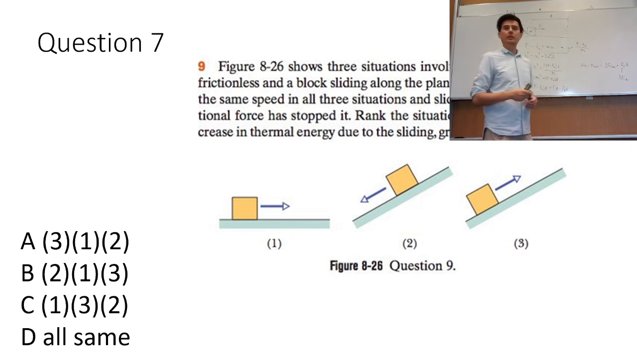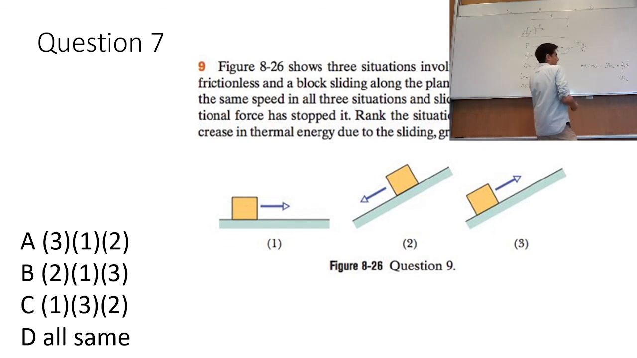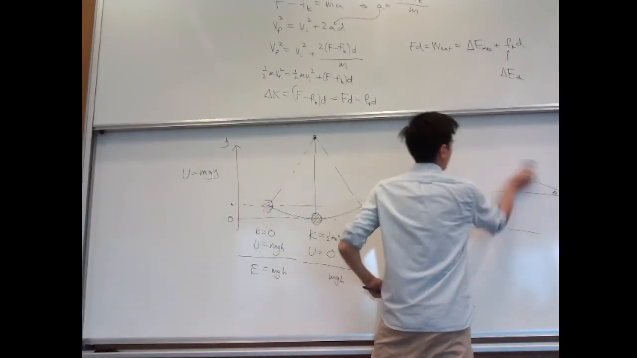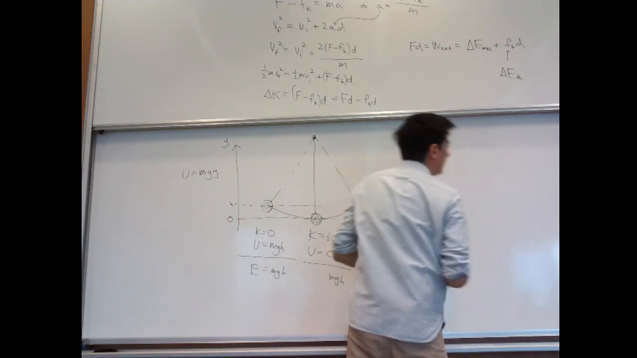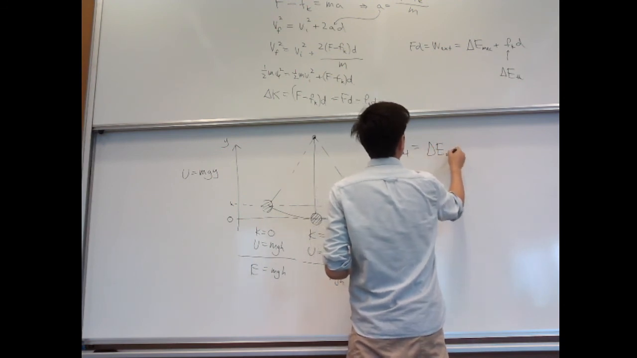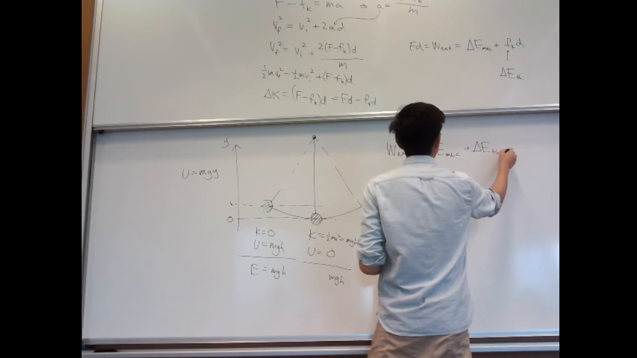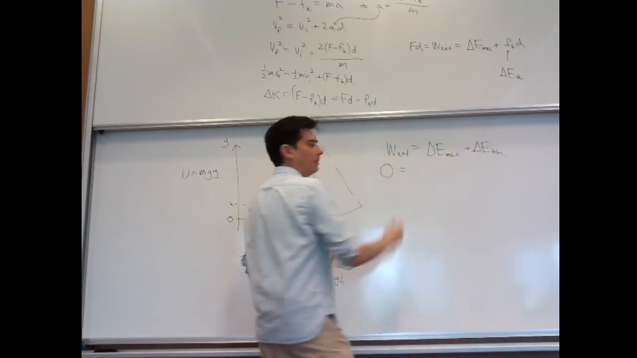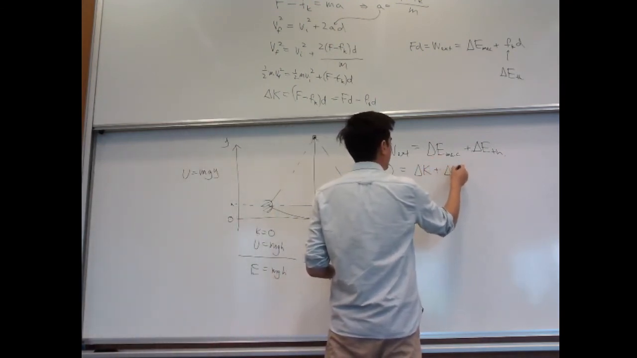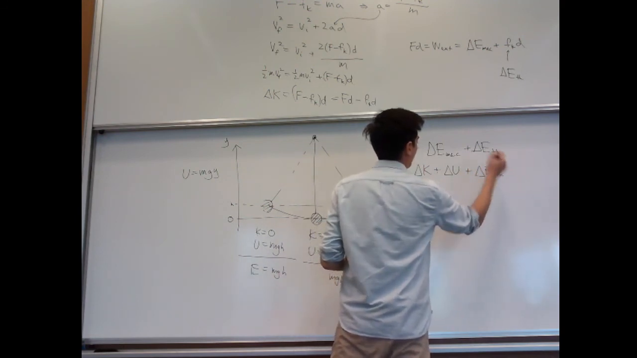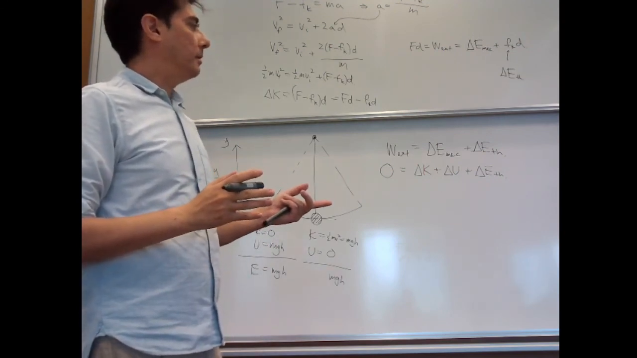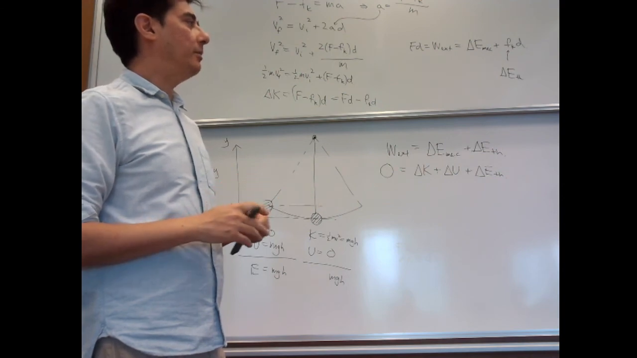Okay, so how do we relate that to what we've been doing? I think we start with the equation that we were given. This is our change in mechanical, this is change in thermal. We already said that external work is 0. Change in mechanical is change in kinetic and change in potential, and this is the change in thermal. So what is the change in kinetic energy for all these cases?